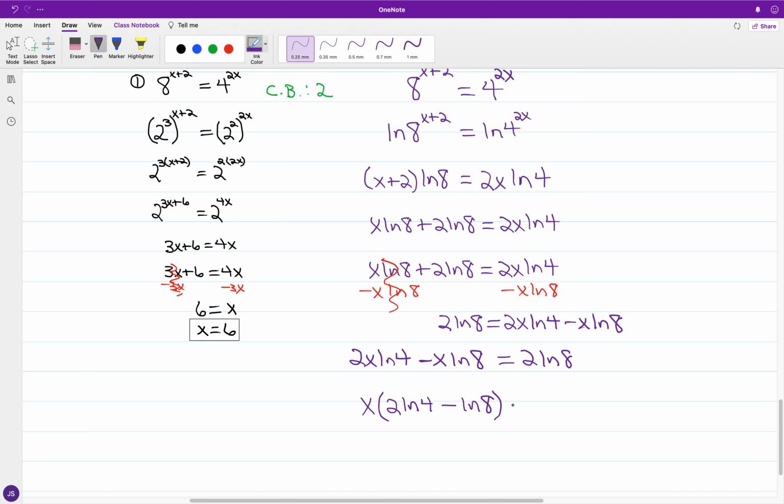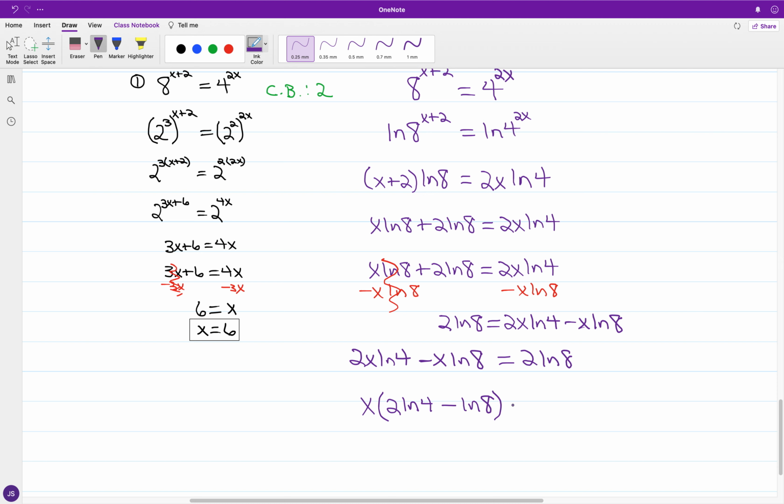minus the natural logarithm of 8. And for calculator notation, we'll have 2 times the natural logarithm of 8, divided by, and we have parentheses around the difference from the denominator. So closing out for the natural logarithm of 8, and again closing out for the difference.